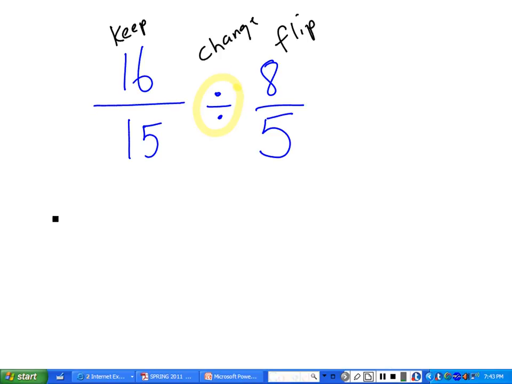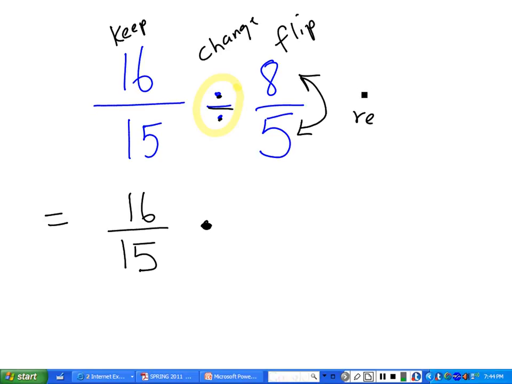What do I mean about that? We're going to keep the 16 over 15 the same way, but we're going to change this division symbol here to a multiplication symbol, and we're going to flip 8 over 5, and we call this the reciprocal. So when we flip it, the reciprocal is 5 over 8.